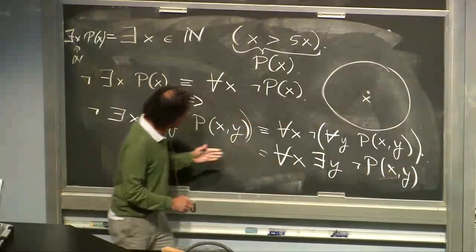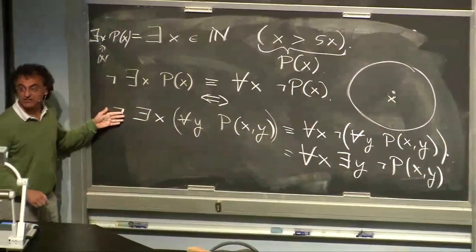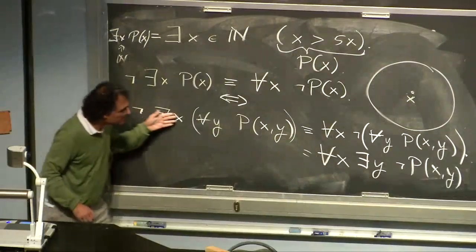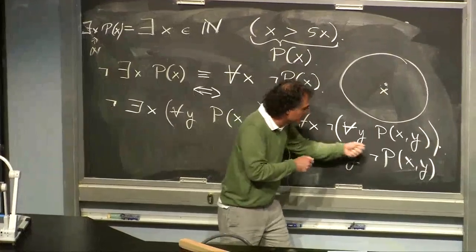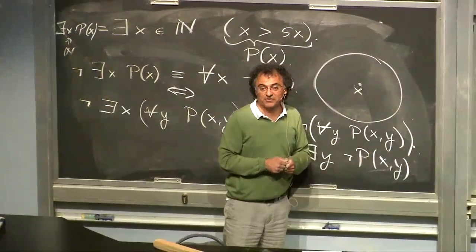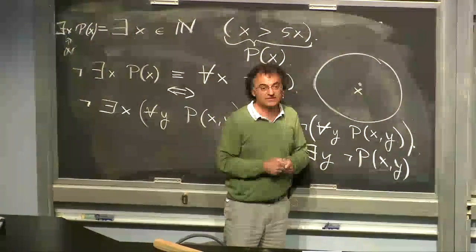So this is a process by which you can take your negation and move it past quantifiers, and the quantifiers keep flipping, and the negation keeps going further and further into the formula. Okay?